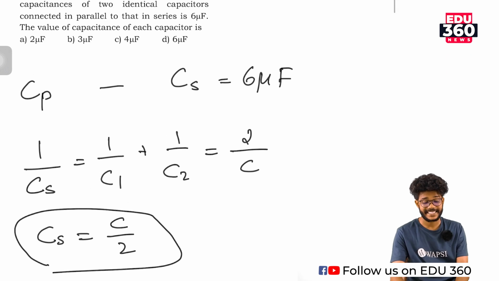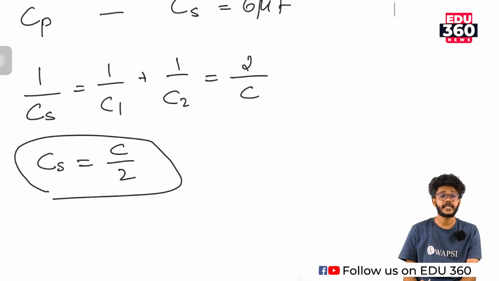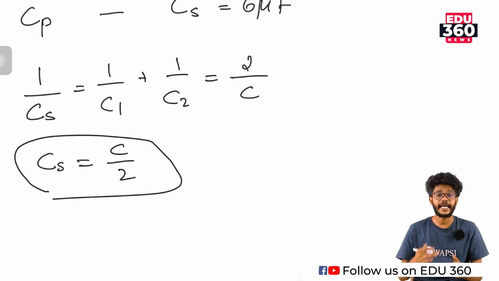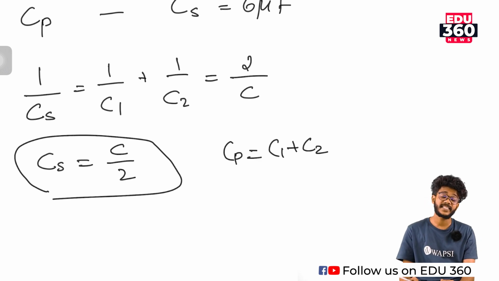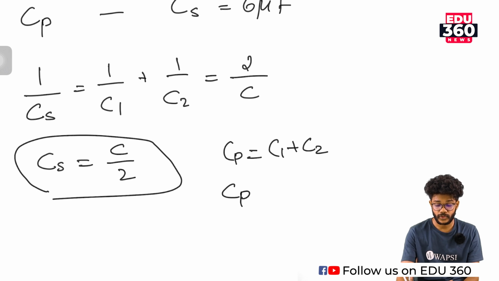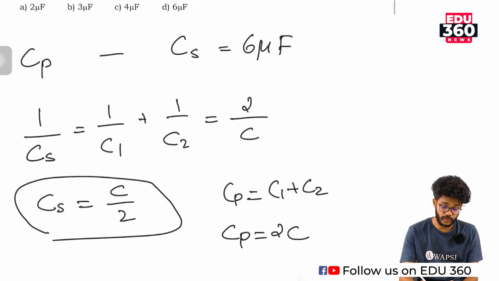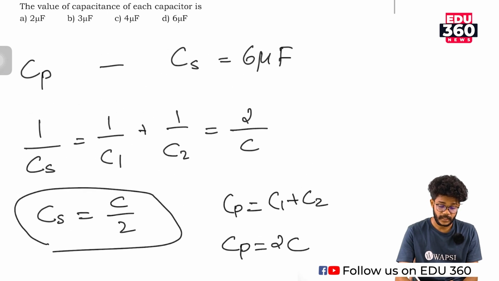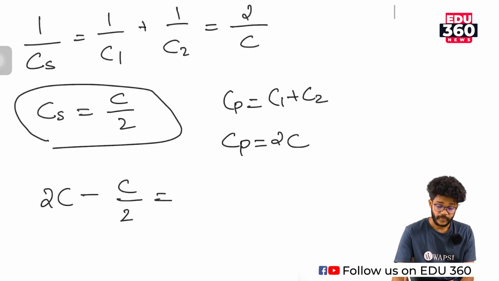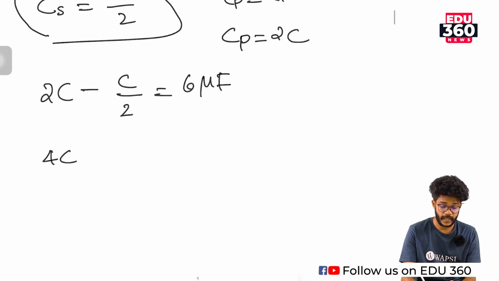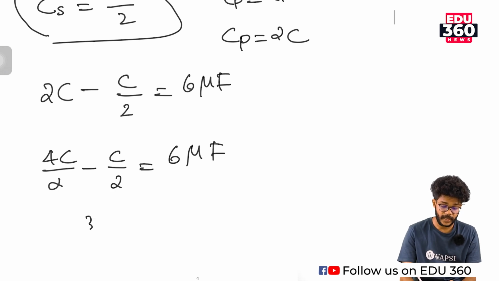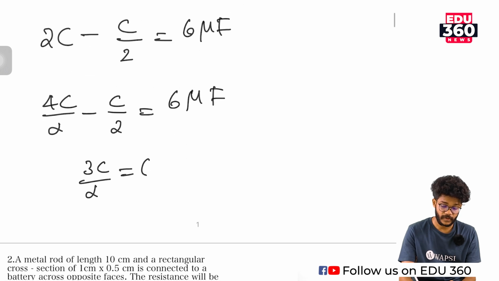Next, we want to calculate the Cp. When the capacitors are connected in parallel, we are just adding the values. So Cp is equal to C1 plus C2, and C1 and C2 are equal, that is C. So Cp is equal to 2C. So 2C minus C by 2 is equal to 6 microfarad. So 4C by 2 minus C by 2 is equal to 6 microfarad, which is 3C by 2 is equal to 6 microfarad.